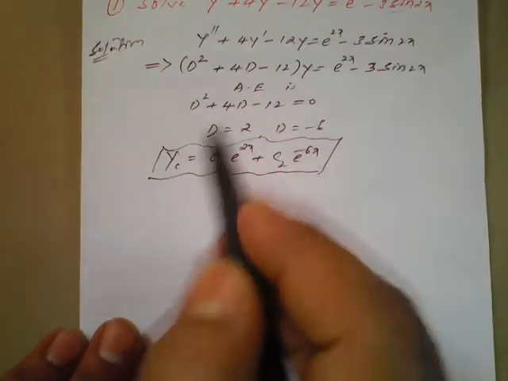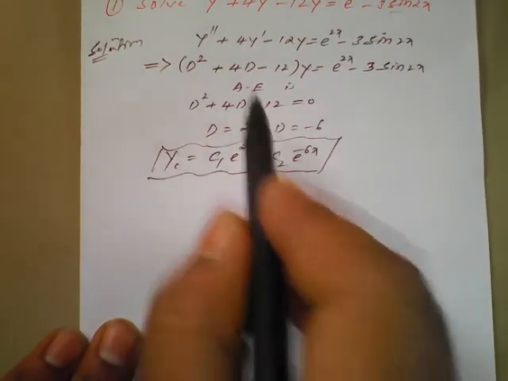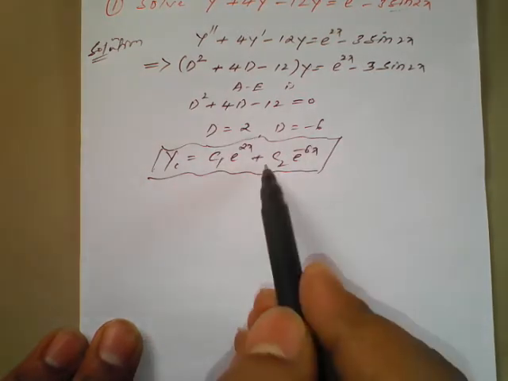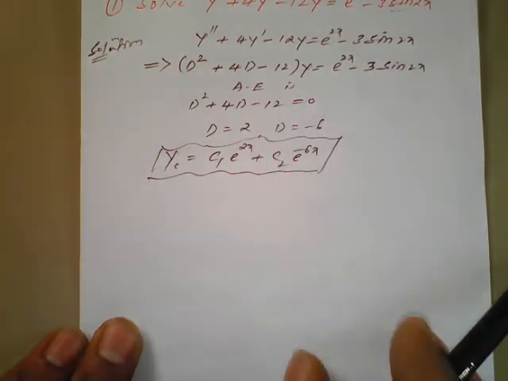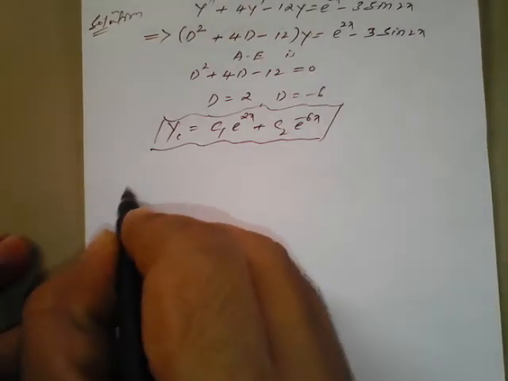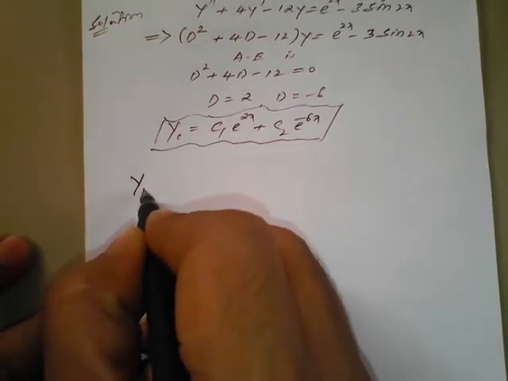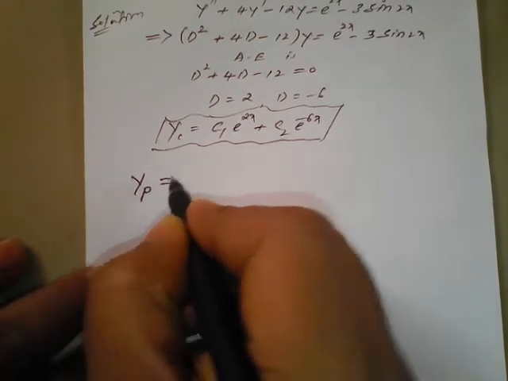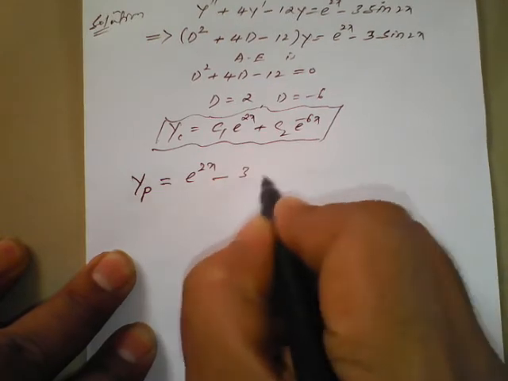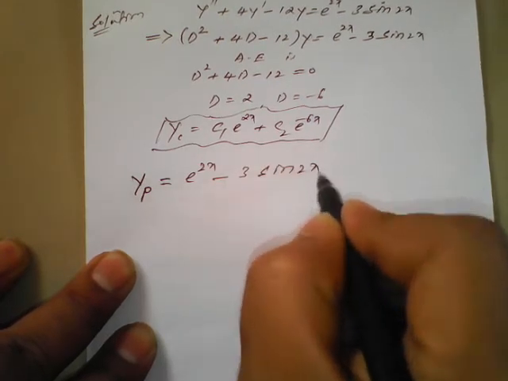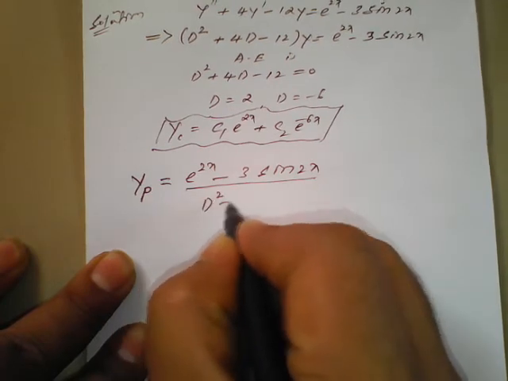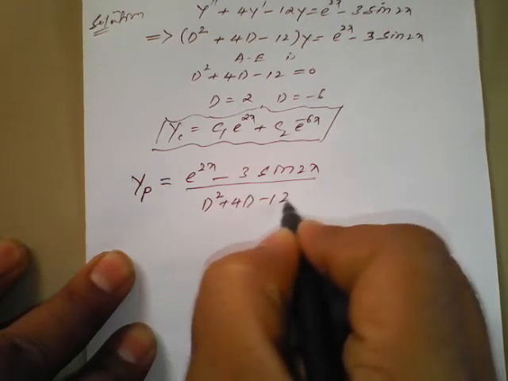Now, I will not again give an explanation for the left hand side. With the help of the auxiliary equation, find the roots and the complementary function. I had given detail, just glance at it and complete that concept. Now coming to the particular integral, yp is given by the right hand side, e raised to 2x minus 3 times sine of 2x, divided by the auxiliary polynomial d square plus 4d minus 12.